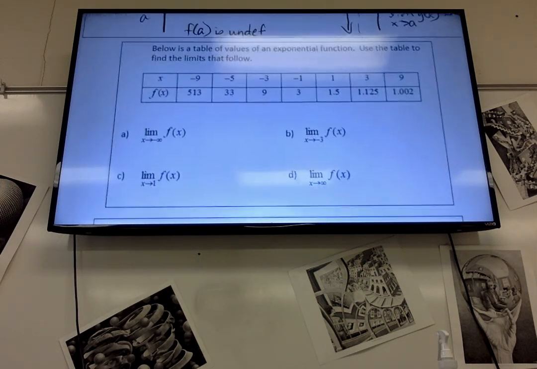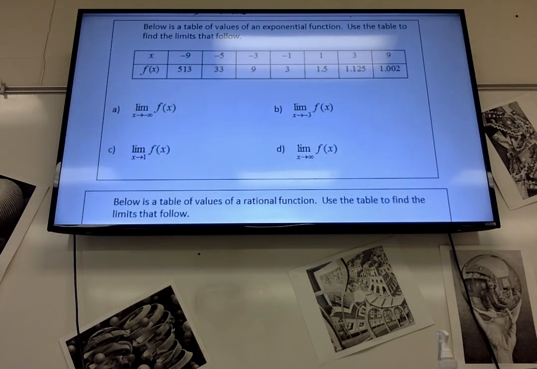Going to start working with tables instead of graphs. So we've talked about graphical limits. Now we're going to talk about numerical limits using tables of numbers. Okay, so we have a table of values. This is an exponential function. And we're going to use this table to find the limits.